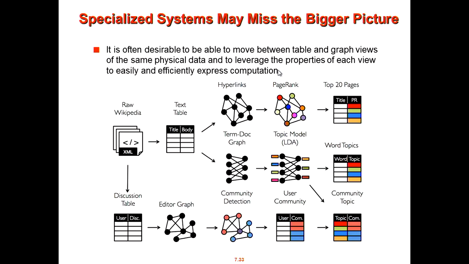So that's why Spark began to develop GraphX, because it aims to provide both views, both table view and graph view, and both table operators and graph operators for the same physical data. So this is one example.